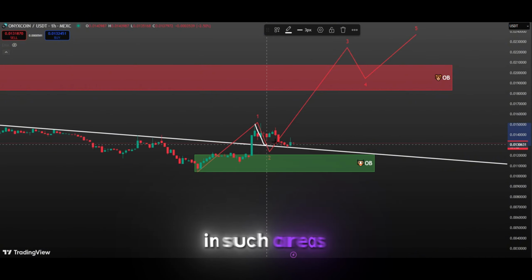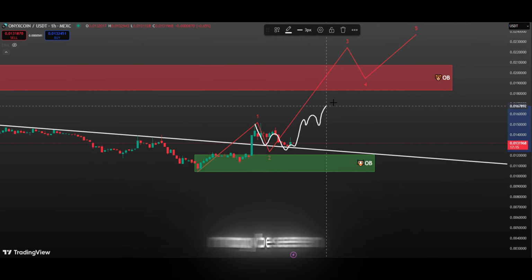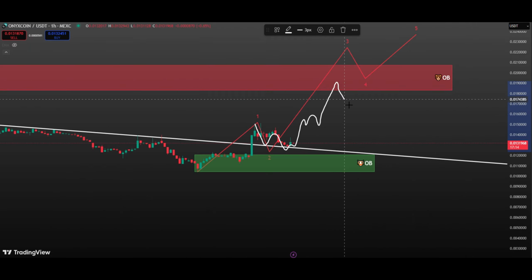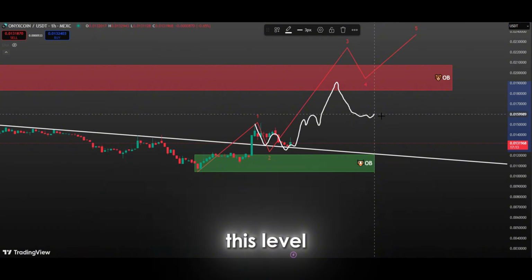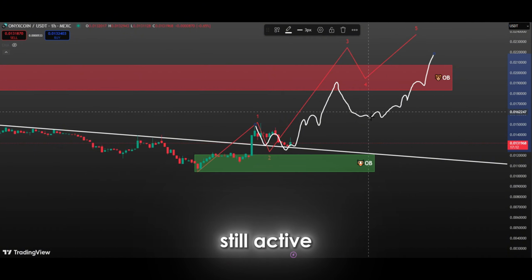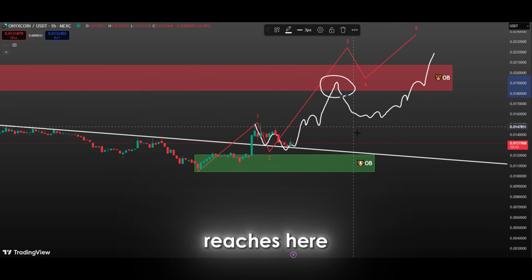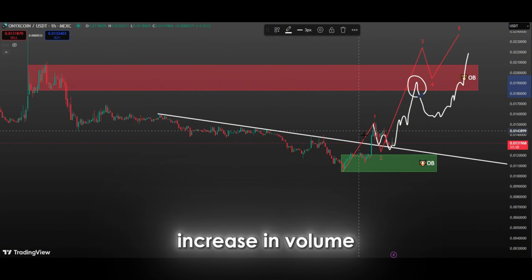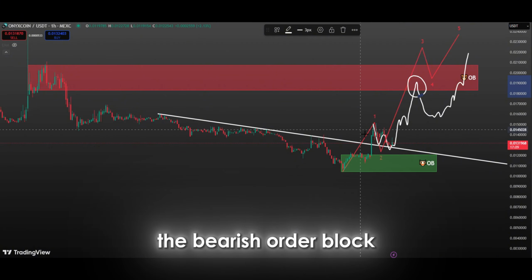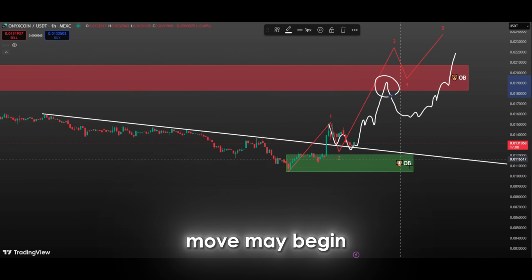In such areas, the price usually slows down, sudden pullbacks may occur, and downward movements may be seen unless a strong breakout occurs. Especially if the price has touched this level several times before and reacted downwards, this may indicate that sellers are still active and this zone continues to work as a strong resistance. If the price reaches here without a significant increase in volume, it may face strong selling pressure from this area and a bearish move may begin.